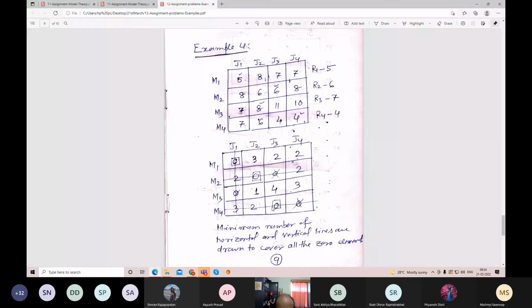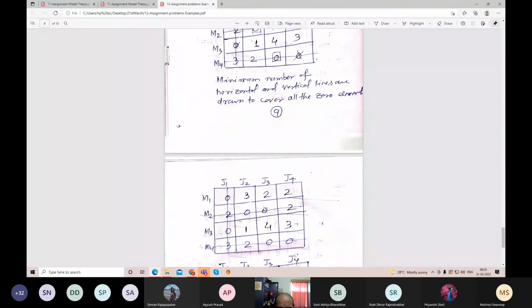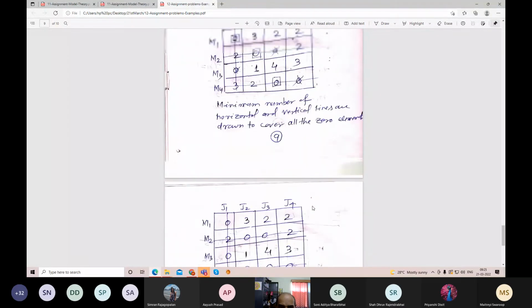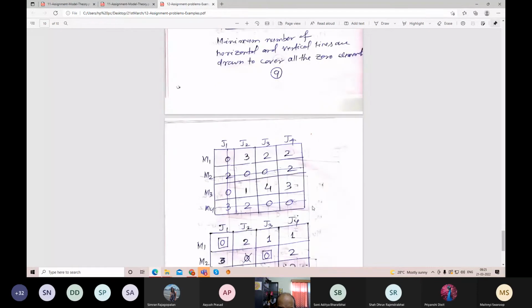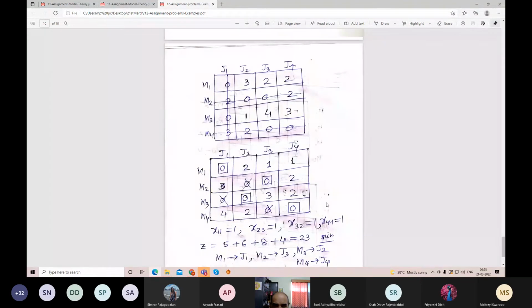After that, we find there are uncovered elements 3, 2, 2, 1, 4, 3, and the minimum value is 1. So 1 we subtract from all the uncovered elements. Then this 1 is added at the juncture. At the juncture means, here we will add, 2 becoming 3 and 3 becoming 4. Okay. Finally, we have it like this.